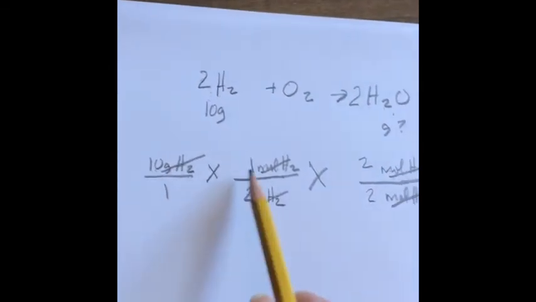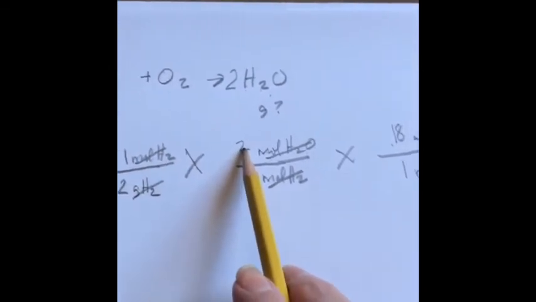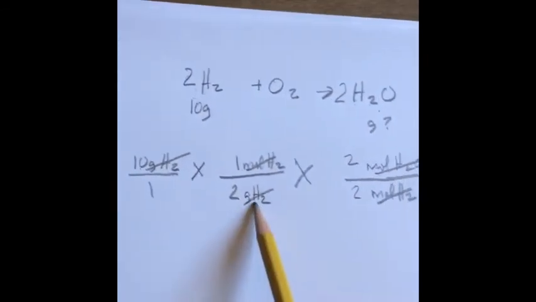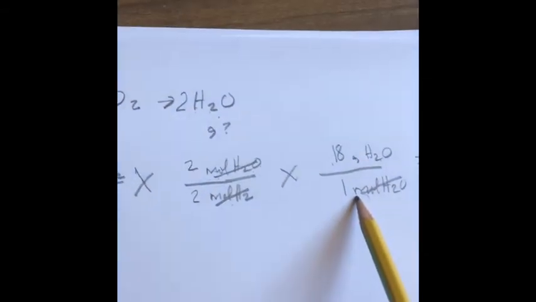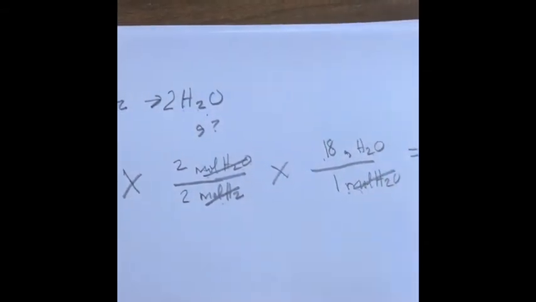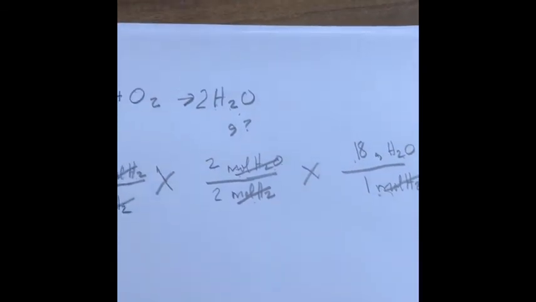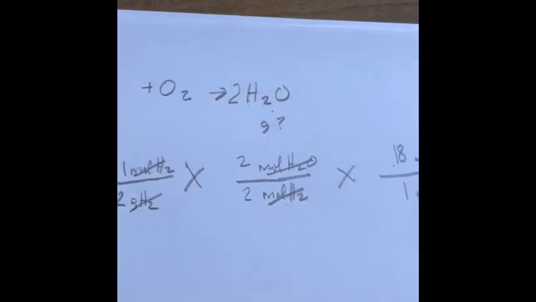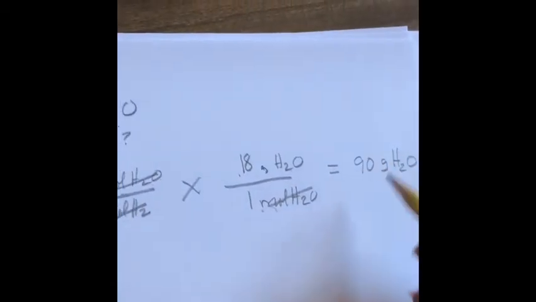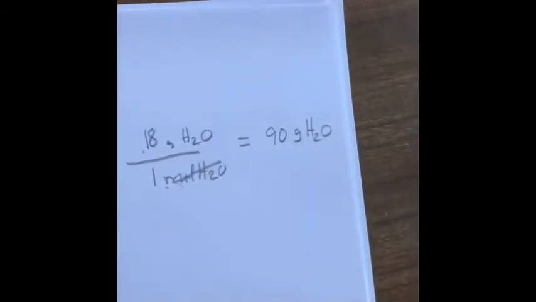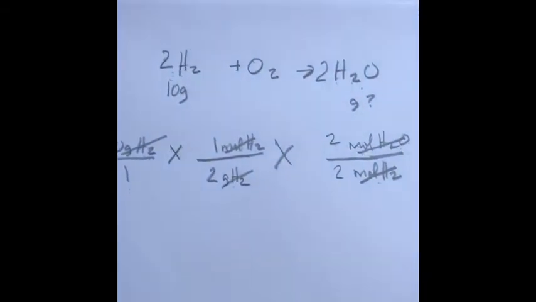So let's do the math. You have 10 times 1 times 2 times 18 divided by 1 divided by 2 divided by 2 divided by 1, is basically what you can put in the calculator. But obviously you can factor out some things. If you're familiar with factoring, it's real handy. But if you put it in the calculator, it ends up being 90 grams of water would be your answer. And that's all the stoichiometry problem is.